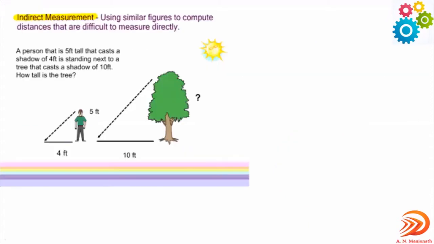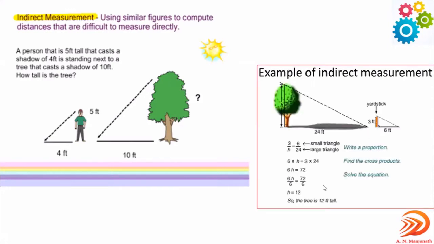Here is one example of this indirect measurement. Suppose you want to measure the height of a tree. A person that is 5 feet tall casts a shadow of 4 feet and is standing next to a tree that casts a shadow of 10 feet. How tall is the tree? There is an indirect way of doing the measurement.